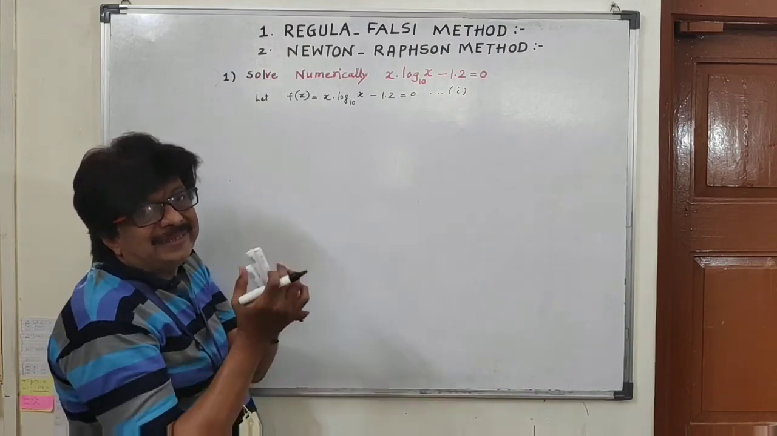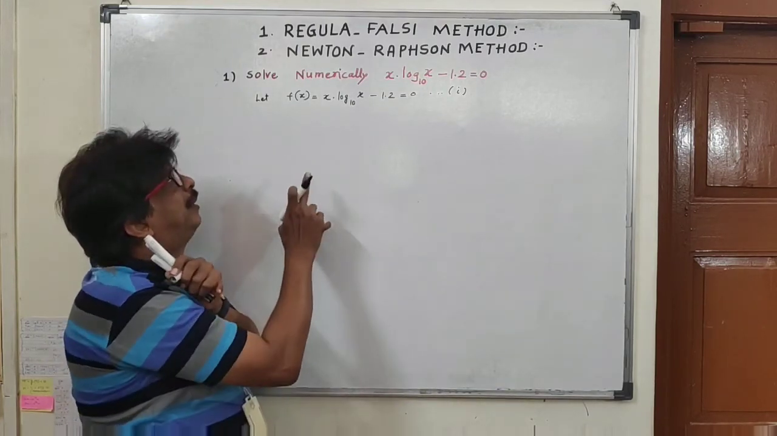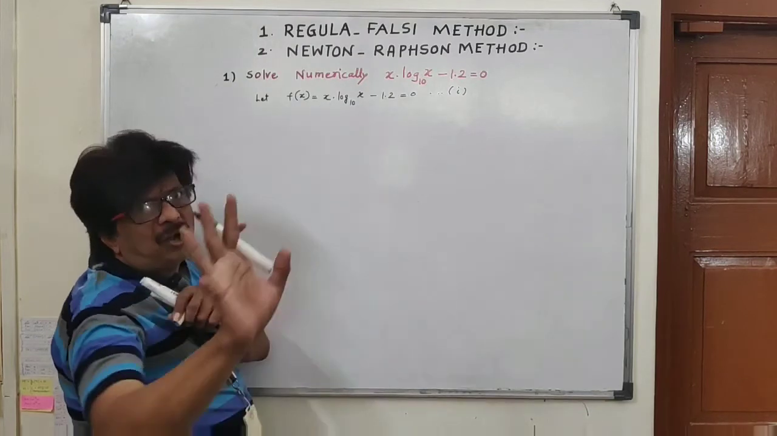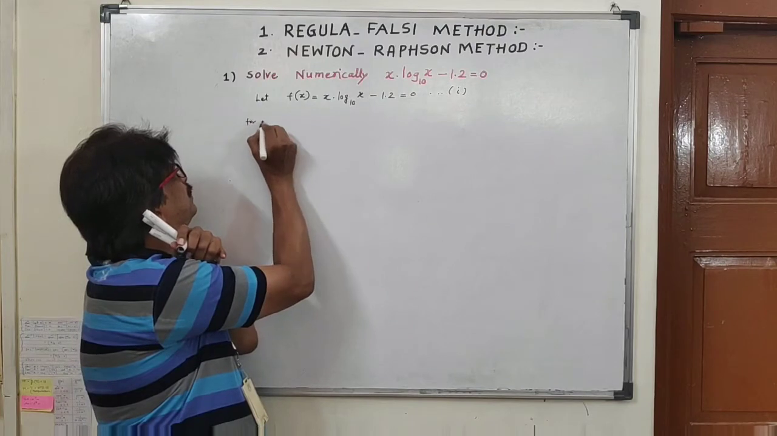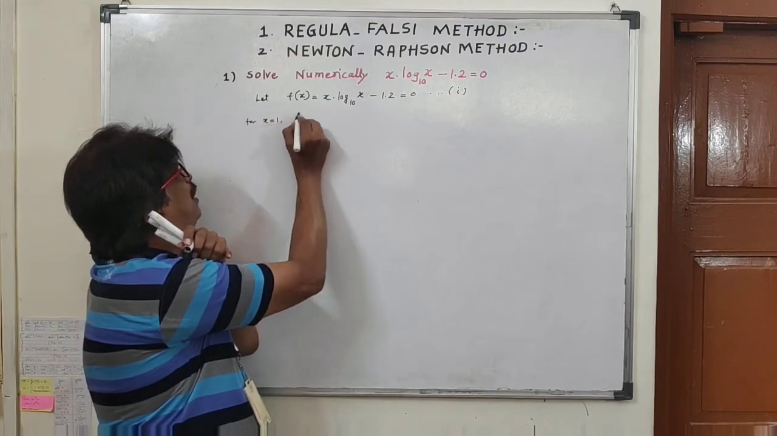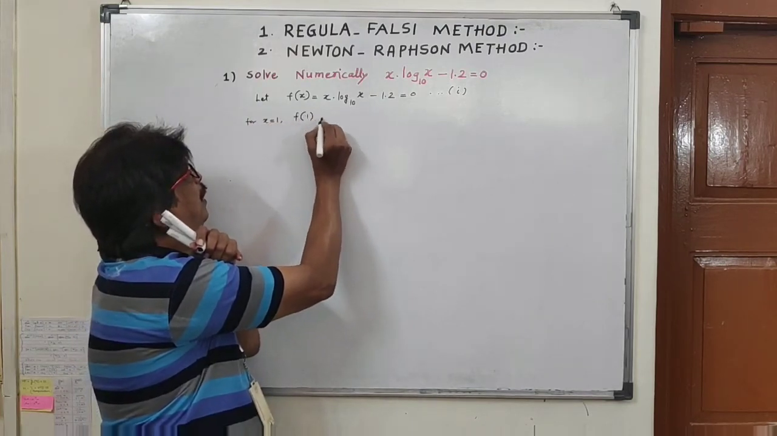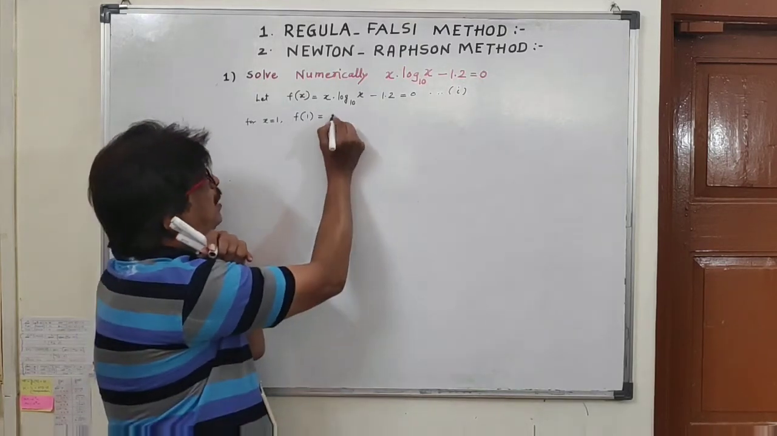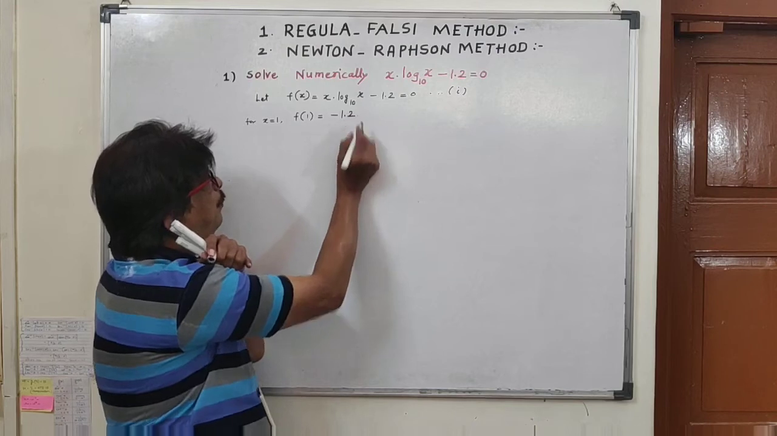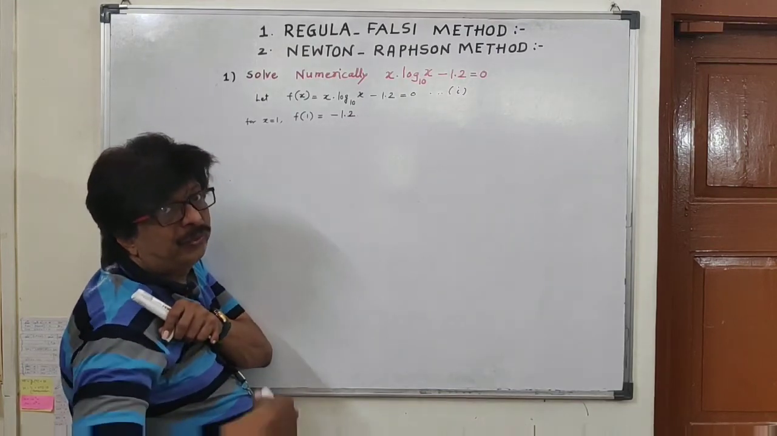How will we find the tracking interval? If we put x equal to 1, we know that log of 1 is 0. So for x equal to 1, what is f of 1? f of 1 is equal to 1 into log of 1, which is 0, minus 1.2. f of 1 is negative.